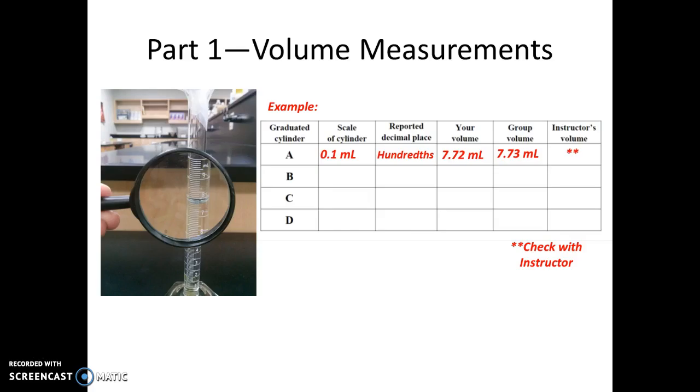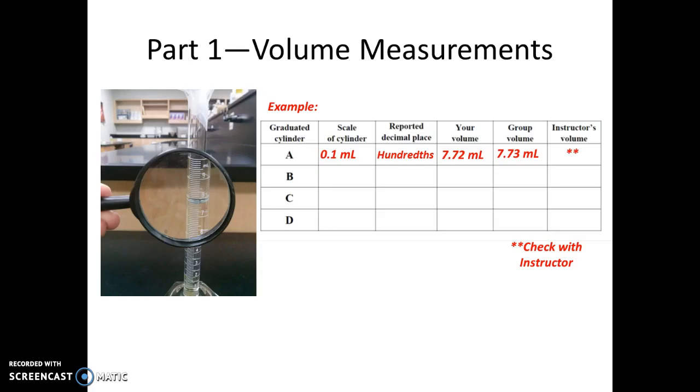If you see a big difference between you and your partner, you're going to want to go back to the graduated cylinder and check to see whose measurement is most accurate of the actual volume. The last thing that you're going to do in the last column in this data table is record your instructor's volume. So you'll have to check in with your instructor and see what volume measurement they had for that specific graduated cylinder.